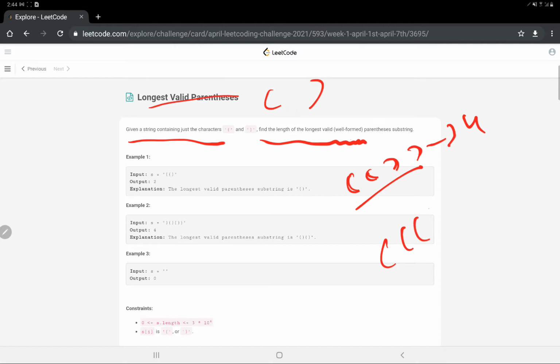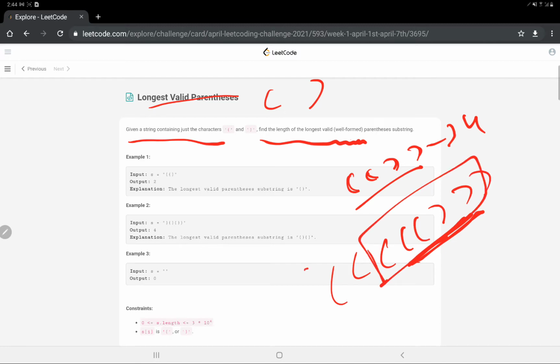Suppose we have a case like this, so here the length will be, suppose we have this and this and this. So this is the only valid pair. These two are not valid, so the length would be 3 plus 3, 6, in this case. So yeah, that's the question over here.